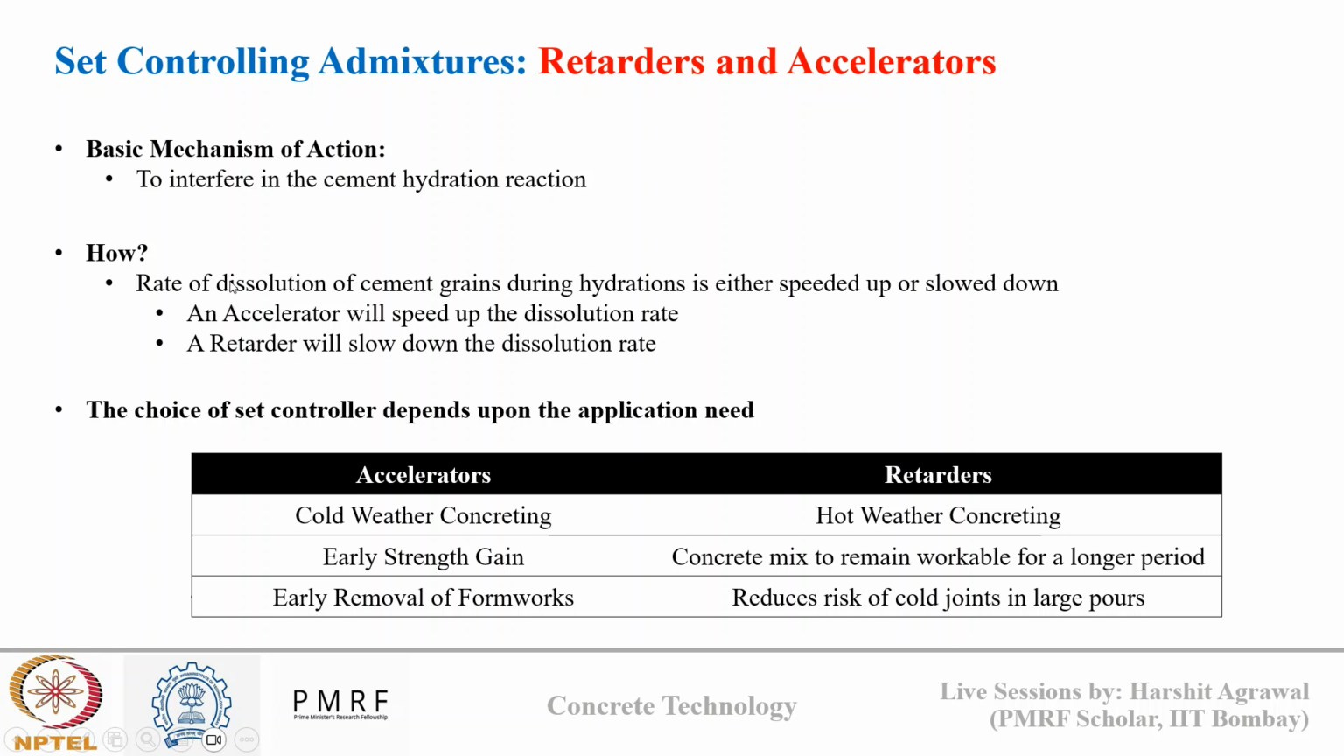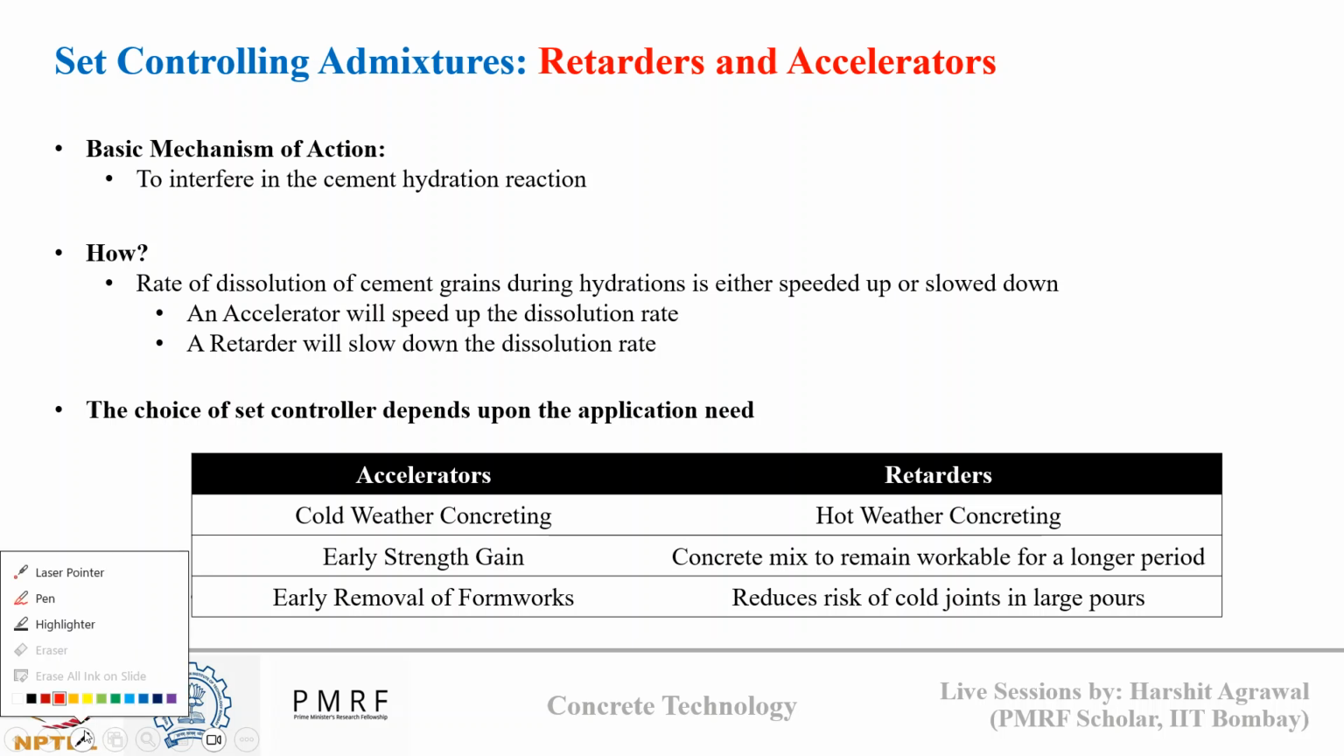And how do they do that? By altering the rate of dissolution of cement grain during hydration, either by speeding it up or slowing it down. An accelerator speeds up the dissolution rate, and a retarder will slow down the dissolution rate. So it will retard the setting, it will delay the setting. An accelerator will make setting happen sooner. Now the choice of what type of set controlling admixture I need will depend upon the application requirement.